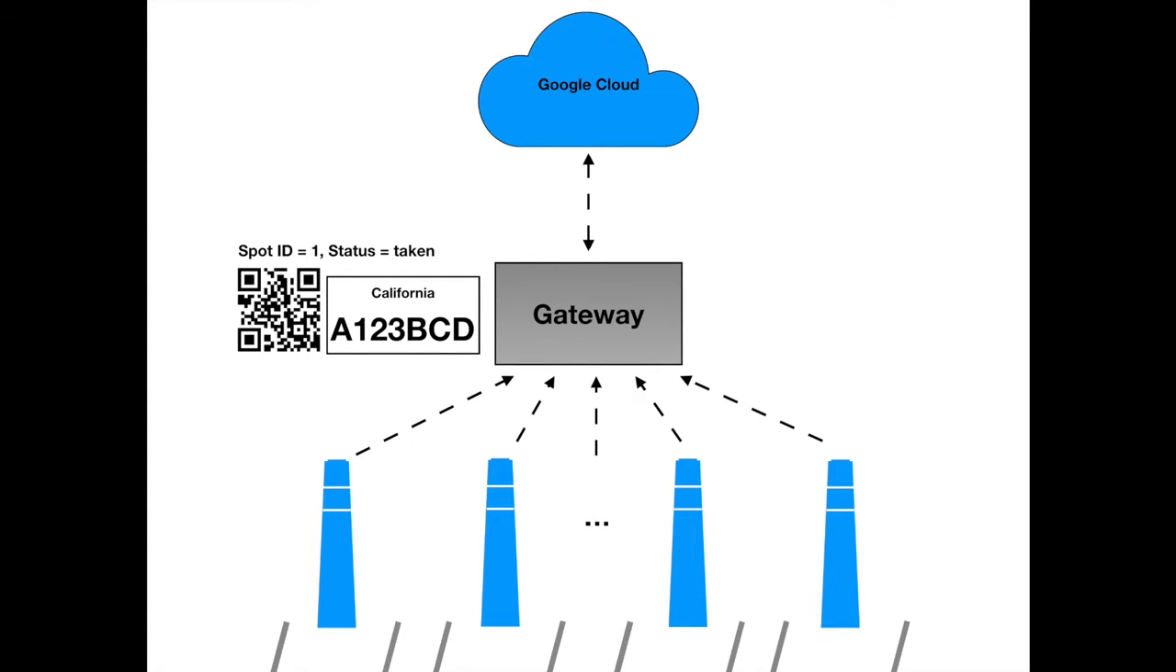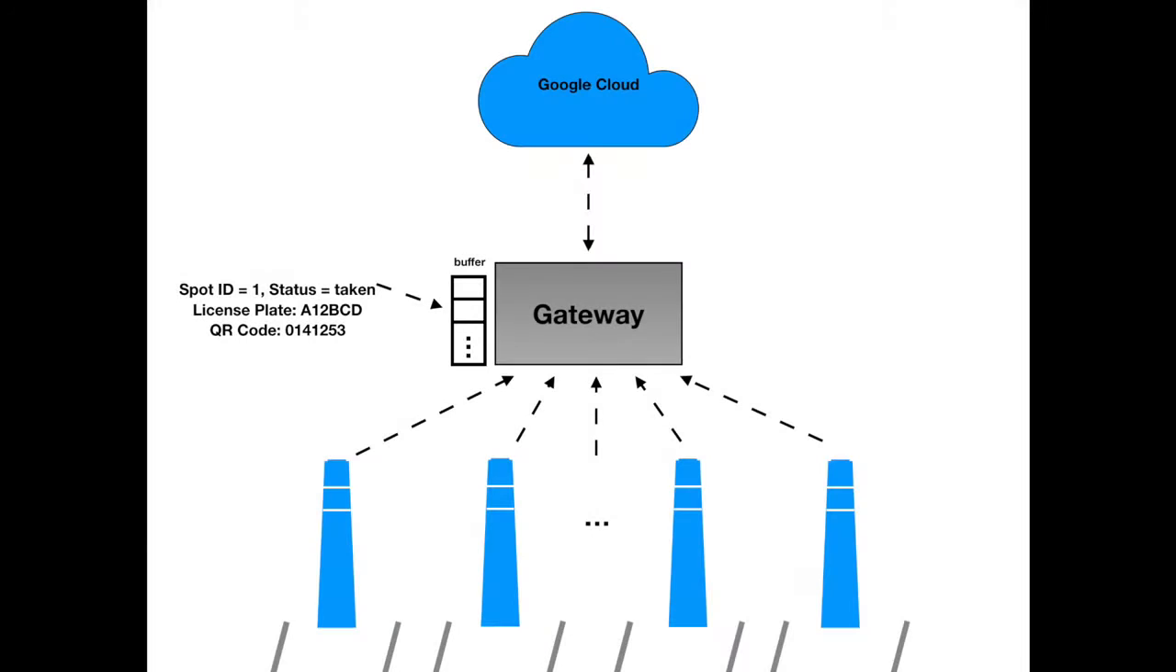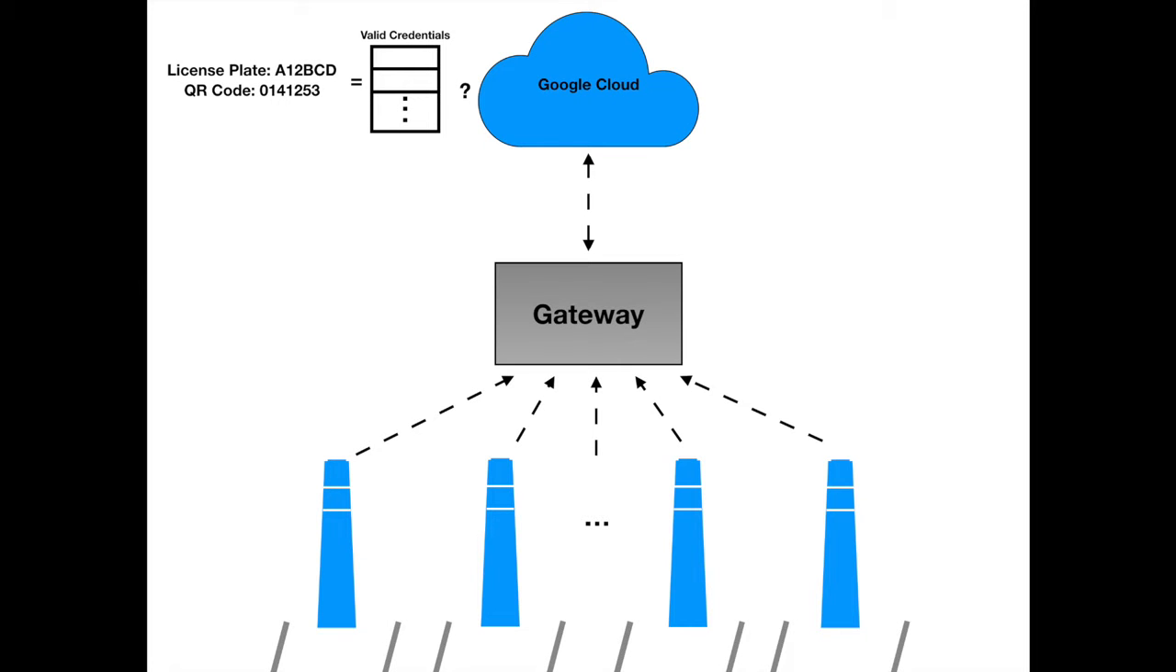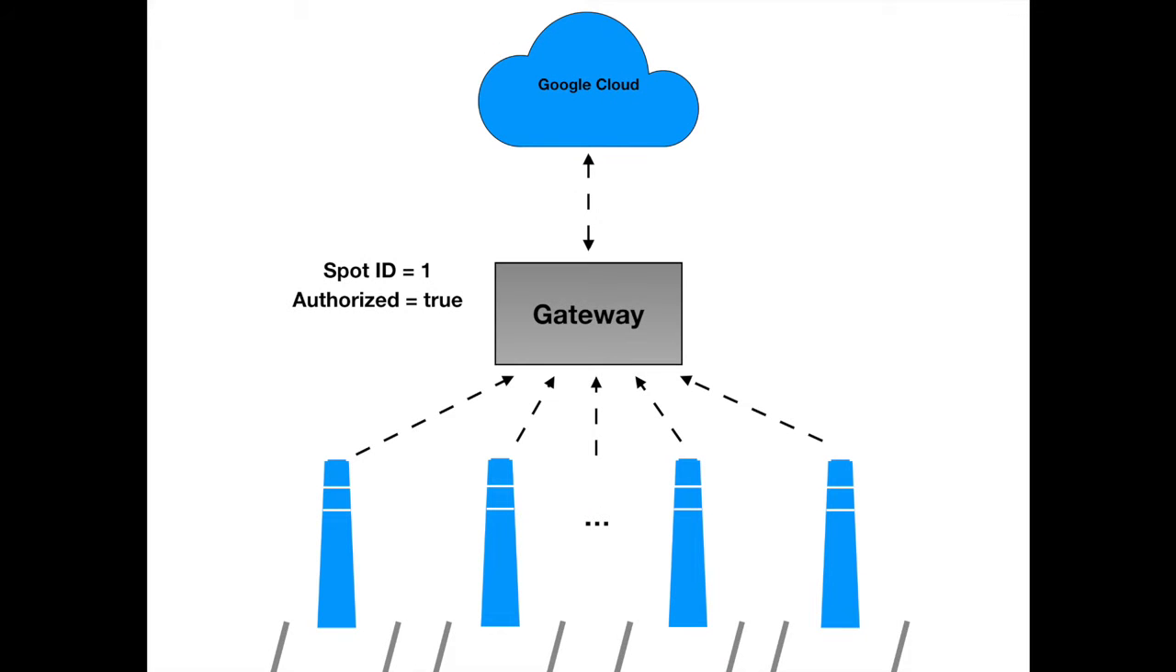Once the photo is received by the gateway, using computer vision, it scans the photo looking for a license plate number and a QR permit, and buffers those credentials before sending them off to the database. The database then checks the credentials corresponding to the unique QR permit and license plate number to see if they are authorized to park in the spot, and returns an authorized or denial signal to the gateway, which is then forwarded to the corresponding sensor tower.